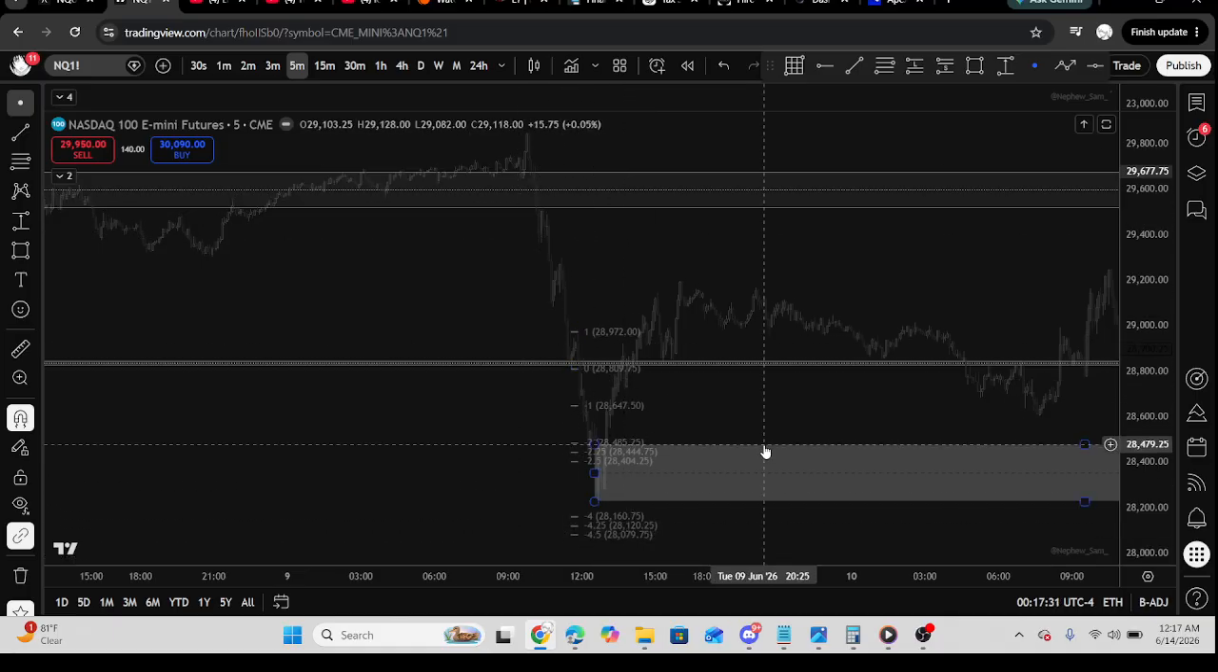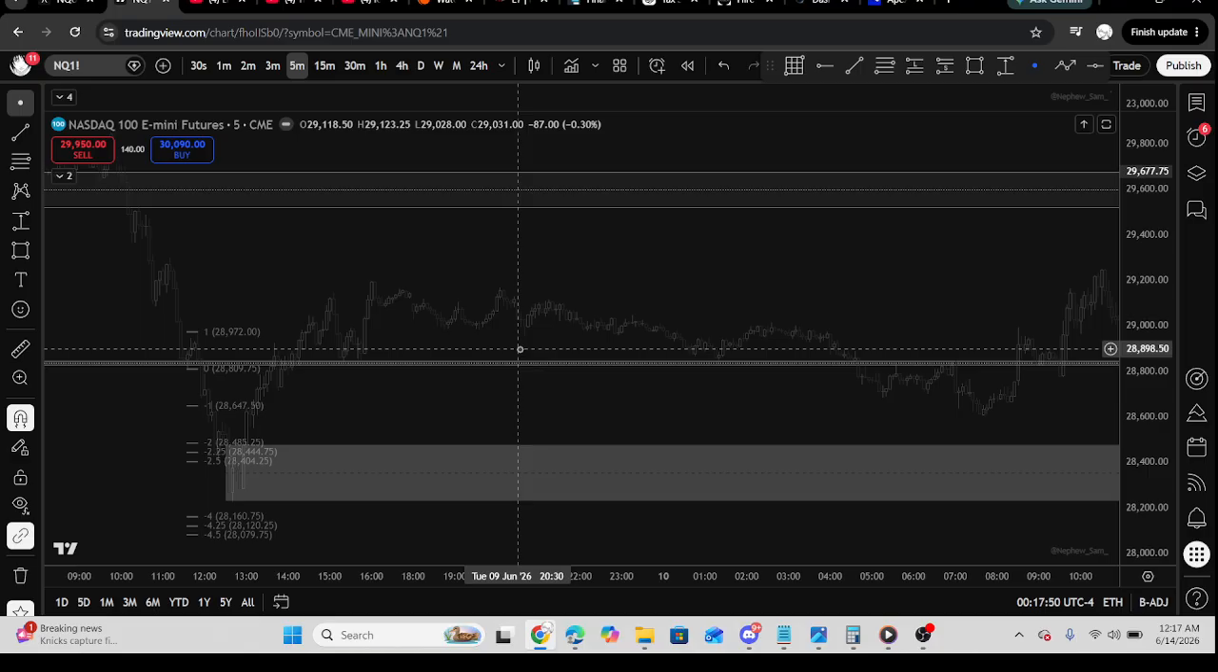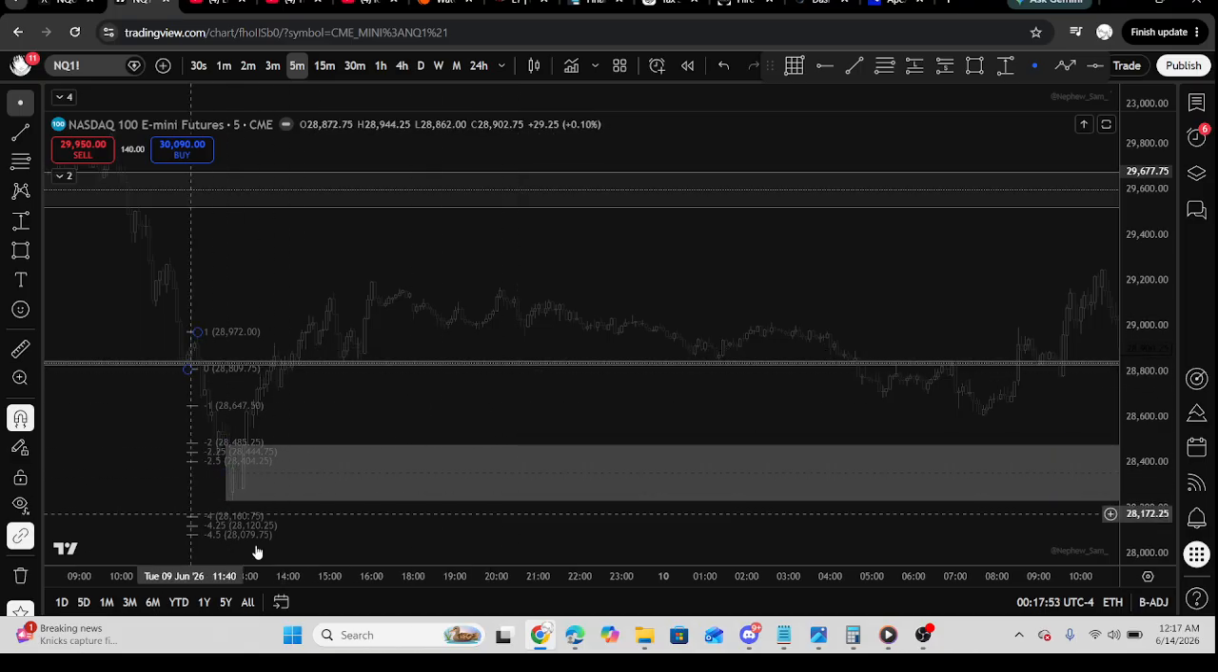And so what we're looking for with the market maker model is basically, do we tap into a PD array on a higher time frame to reverse, right? And so that's what we're looking for. It's kind of like a V shape reversal, which we have right here, and we're gonna go over how we got that right here.